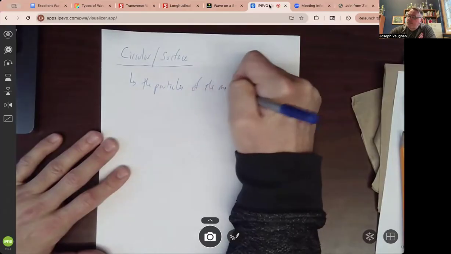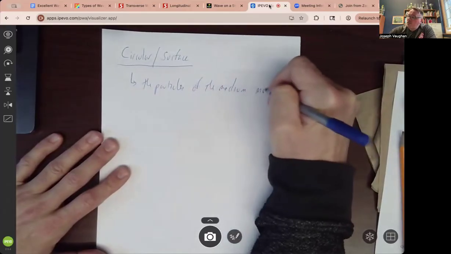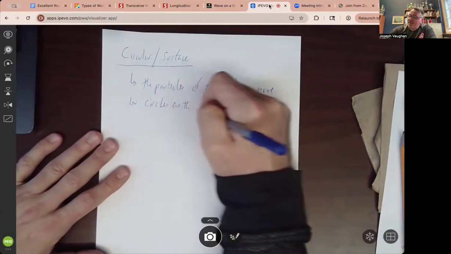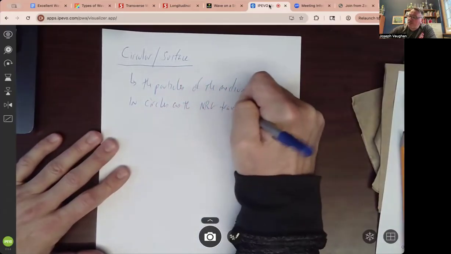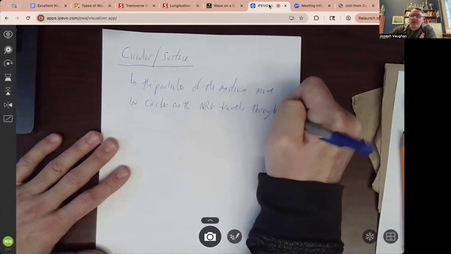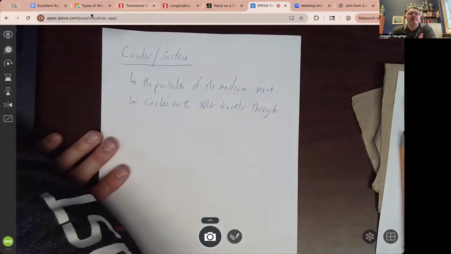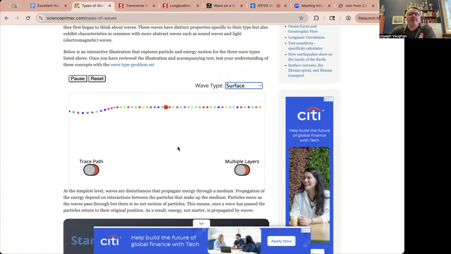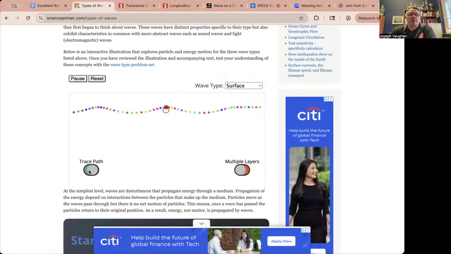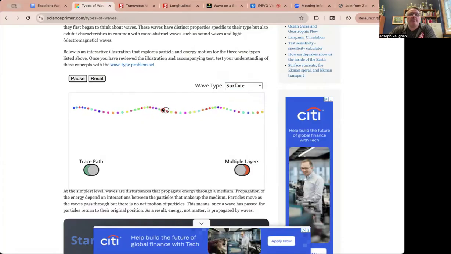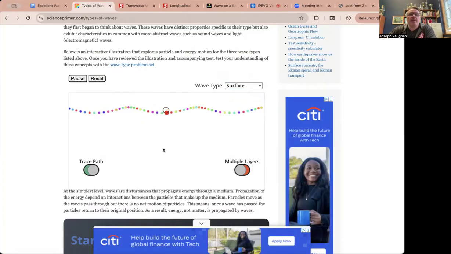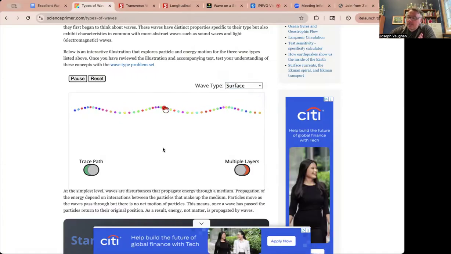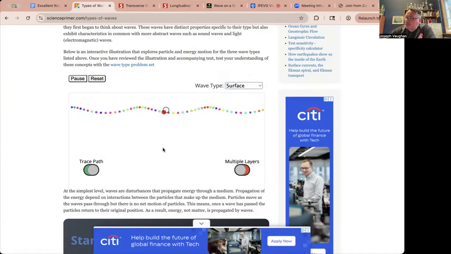So circular or surface waves, this is very hard to describe, but I will say the particles of the medium move in circles as the energy travels through. And this one I will draw a picture of, but I want to show you what this looks like. Let me change this to the surface wave. Trace the path there. You can see each point on the medium is going through a little circle, and it looks like the transverse wave, but it certainly is not a transverse wave.